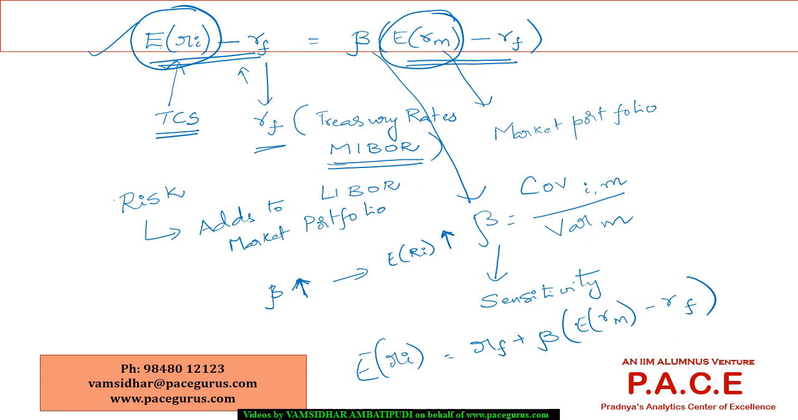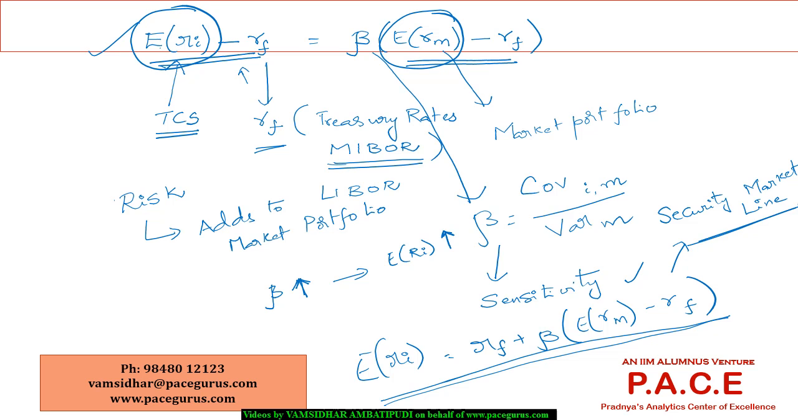Right? In equilibrium, what this concept says is, in normal conditions, every security should hold this particular relationship. So this is typically called the security market line. And what it says is, in a regular scenario, the return of every security should be following this particular equation.